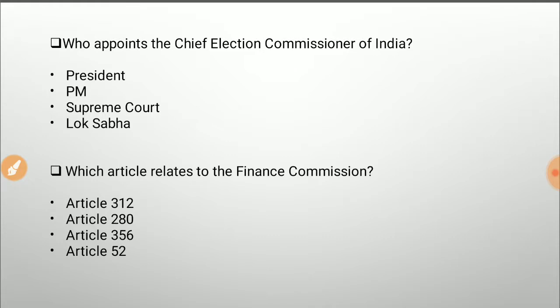Presently, we have in our country the 15th Finance Commission, which has already been appointed, and it will formulate the financial policy for the period 2020 to 2025. The chairman of the 15th Finance Commission is N.K. Singh, who is an Indian Administrative Service officer.